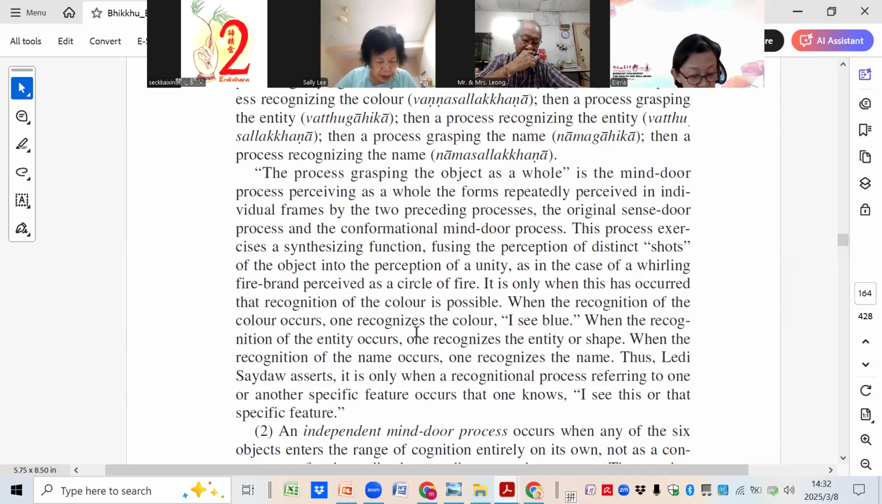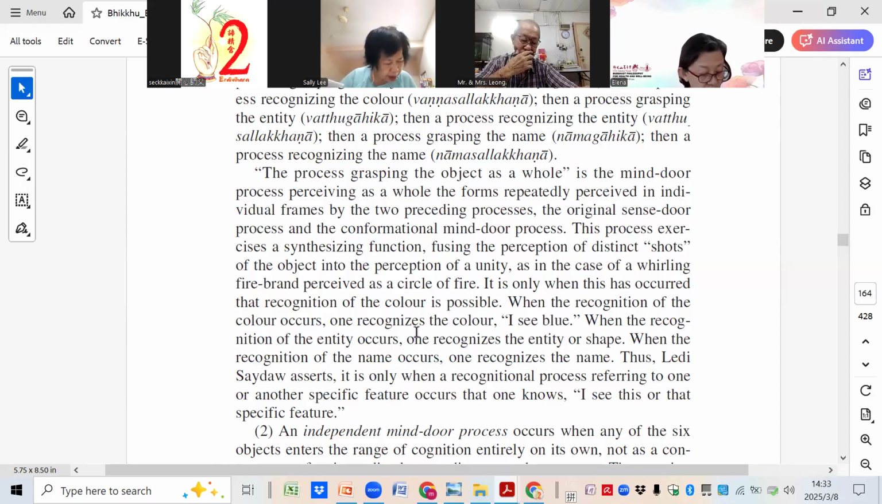The form is repeatedly received in individual frames by two distinct processes: the original sense door process and the conformational mind door process. This process exercises a synthesizing function, uniting the perception of distinct shots of the object into the perception of a unity, as in the case of a whirling firebrand perceived as a circle of fire. It is only when this has occurred that recognition of the color is possible.